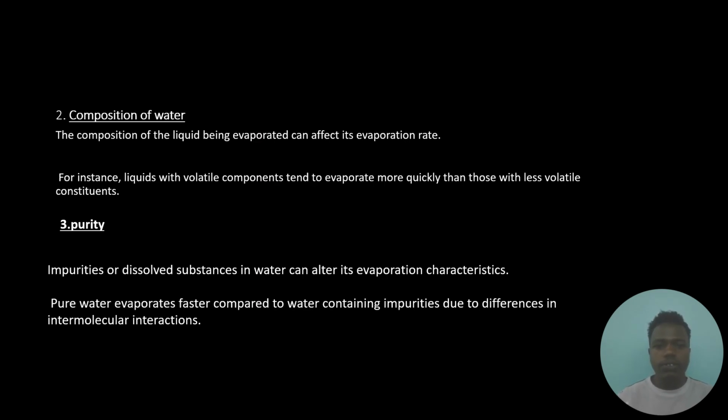So we are going to continue with the composition of water. The composition of the liquid being evaporated can affect its evaporation rate. For instance, liquids with volatile components tend to evaporate more quickly than those with less volatile constituents. Another is purity. Impurities or dissolved substances in water can alter its evaporation characteristics. Pure water evaporates faster compared to water containing impurities due to differences in intermolecular interactions.